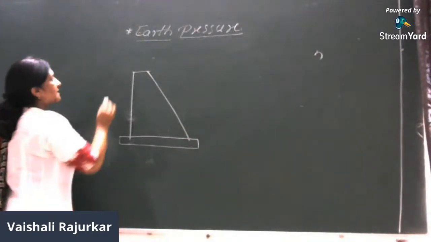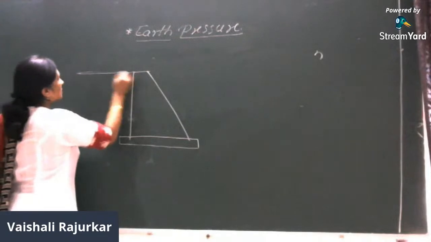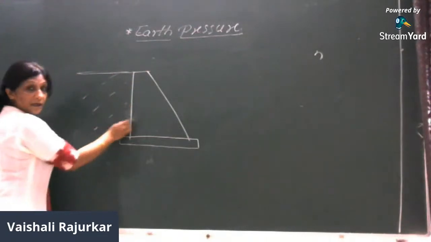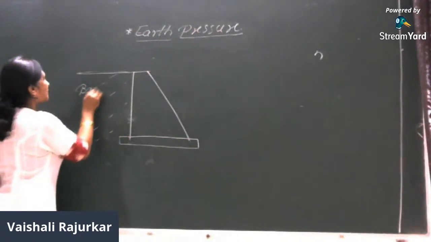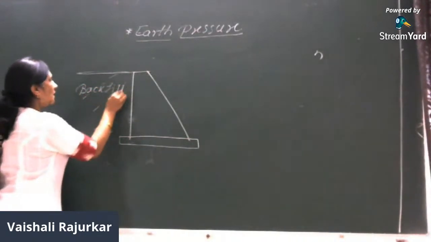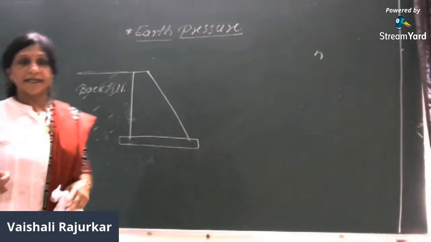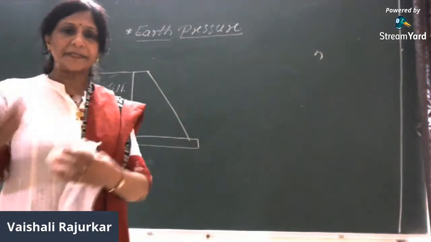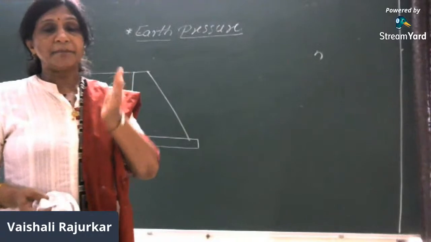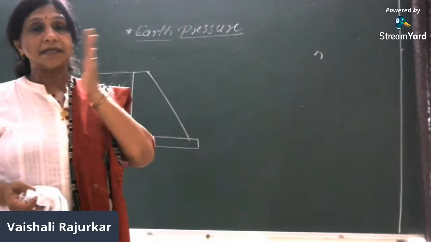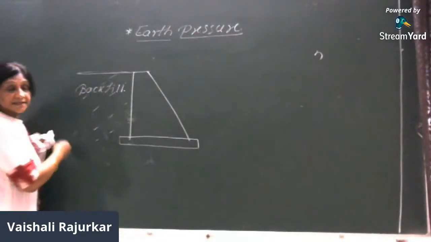Now in this case, this is considered the backfill zone. The soil which is retained by the retaining wall is called backfill. That backfill may be soil, it may be coal, it may be water, whatever it may be. Whatever portion of the material is retained by the retaining wall is called backfill.